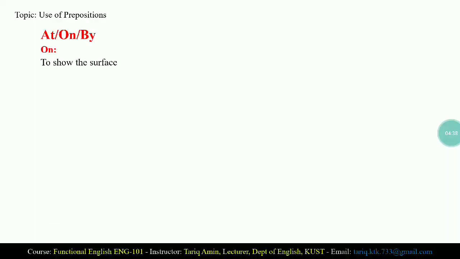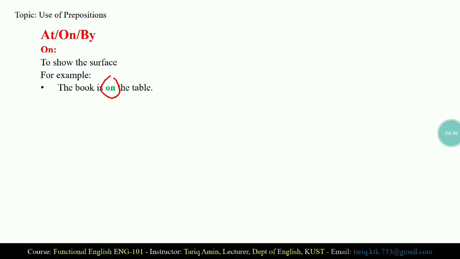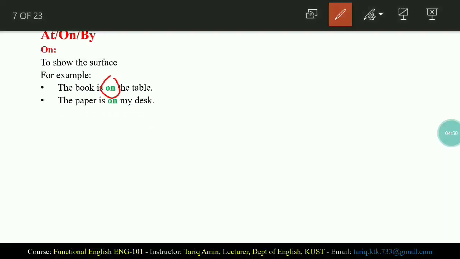Okay, on is used to show the surface. For example, the book is on the table. Where is the book? The book is there on the surface of the table. And the paper is on my desk. It also shows surface.